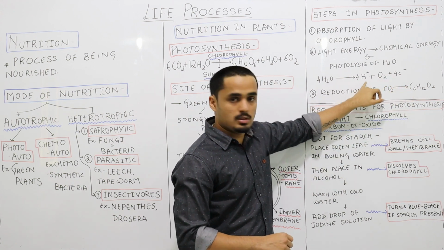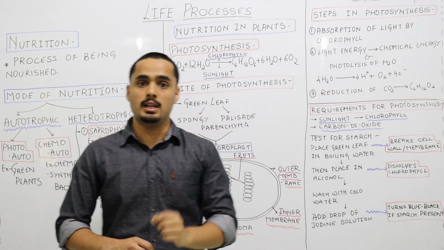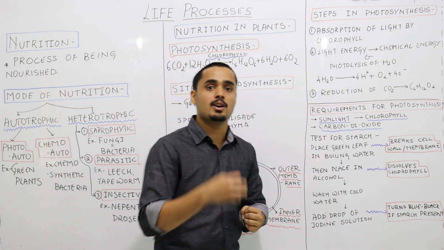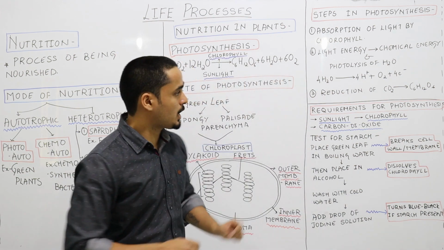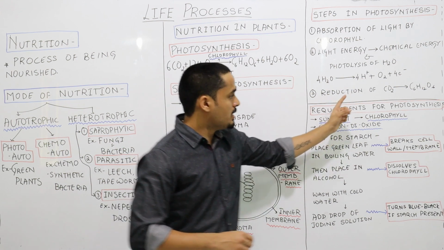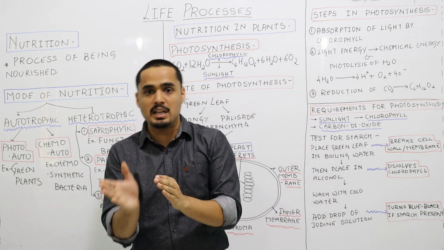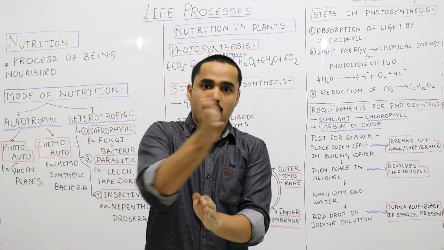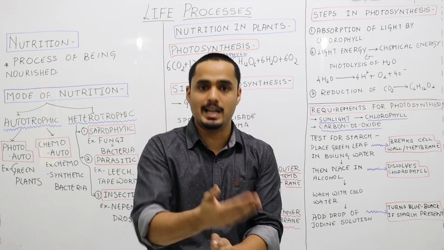Now the H plus ion, that is a proton, and the electron that is formed here are helpful in manufacturing the energy currency called ATP. Now why is ATP required? That is required for the third step, that is reduction of carbon dioxide into glucose. When carbon dioxide is being reduced into glucose, for this reaction to take place, there is an energy requirement, that is nothing but the ATP.